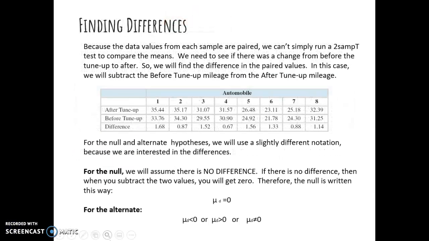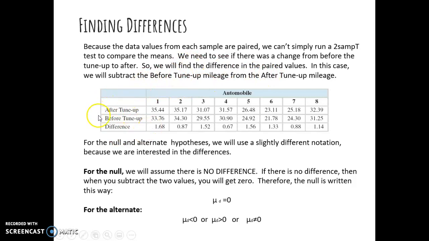33.76. Okay, so because the data values from each sample are paired, we can't just run a two-sample t-test to compare the means. What we need to do is see if there's a change from before the tune-up to after the tune-up. We need to see if there are any differences in relation to each specific car. So we need to find the differences for each specific car, and then you can find the mean of that and run a test on that.